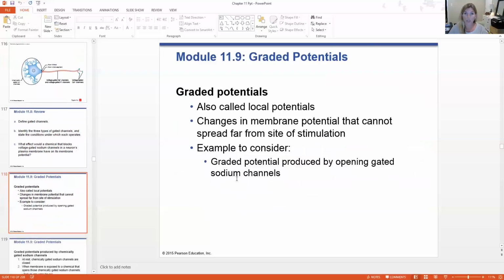Let's talk about graded potentials. A graded potential is also called a local potential. It's a change in membrane potential that doesn't spread far from the site of the stimulus. So it's just kind of a little spark, right?